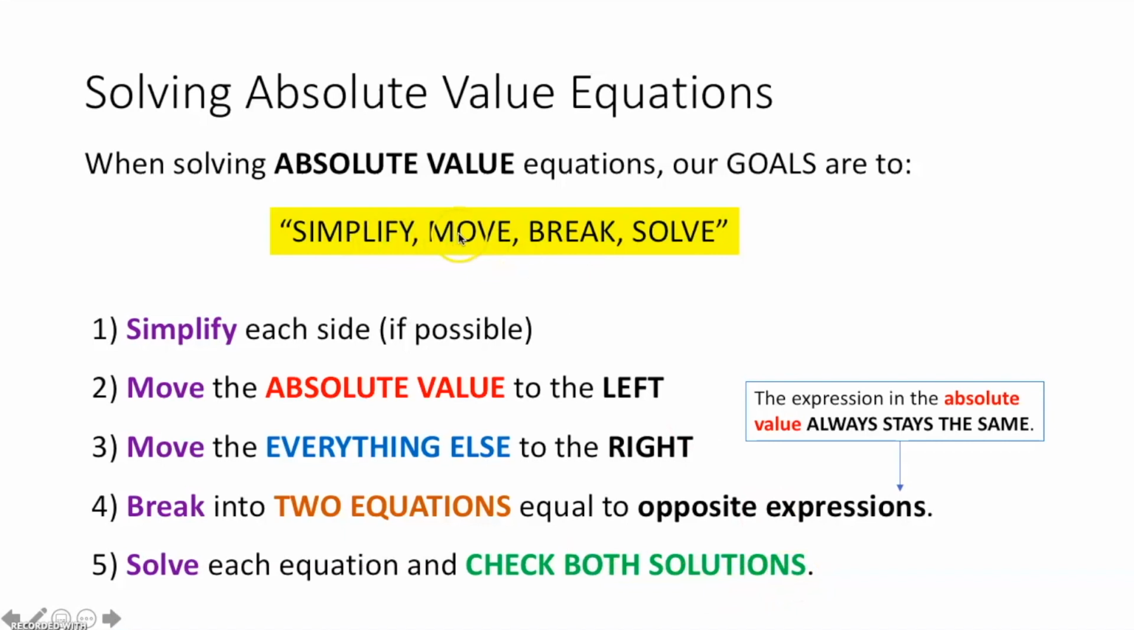So again, simplify, move, break, solve. Simplify each side if possible. Move your absolute value to the left. Move everything else to the right. Break your absolute value into 2 equations equal to opposite expressions, and then solve.